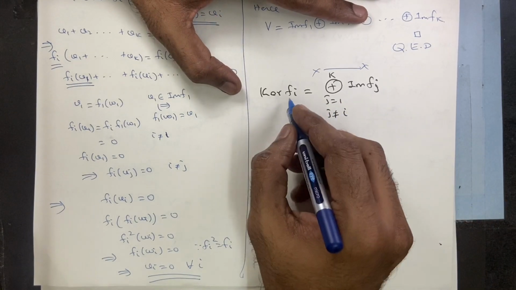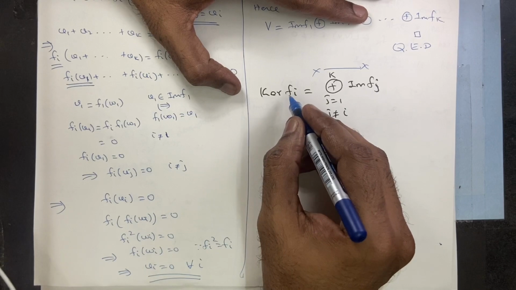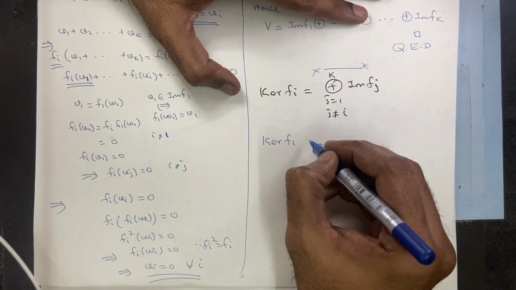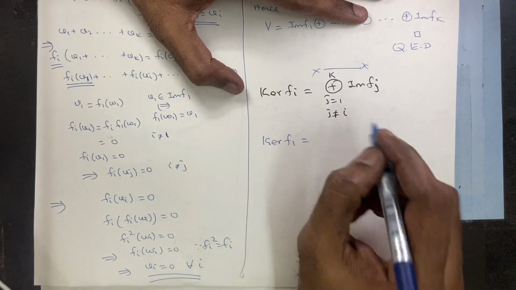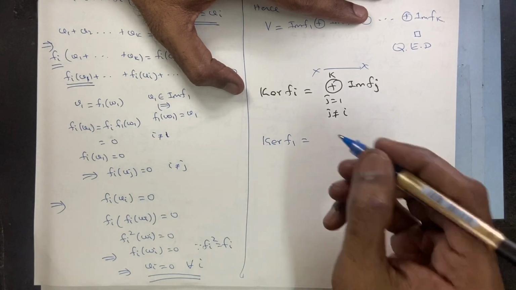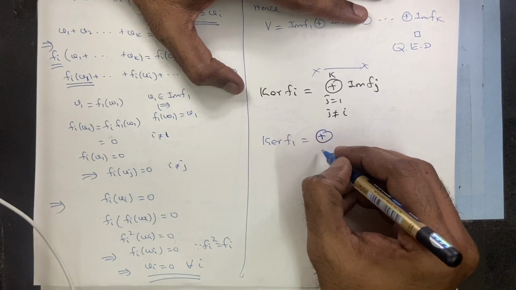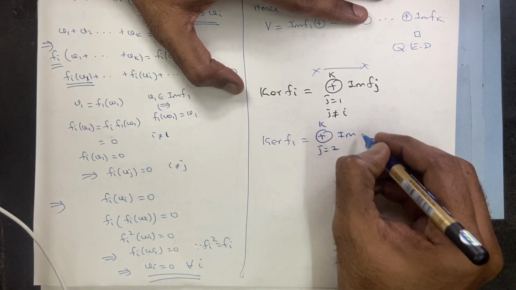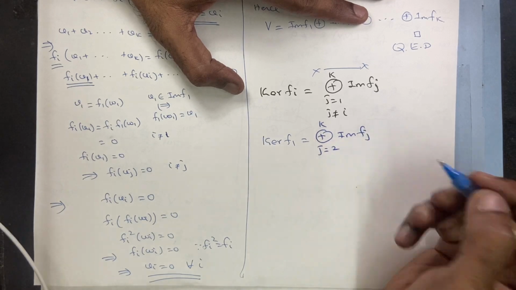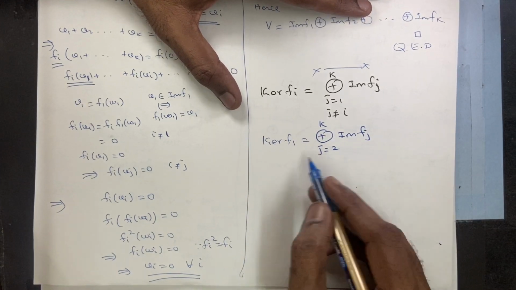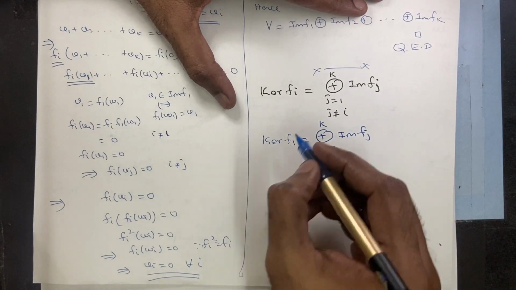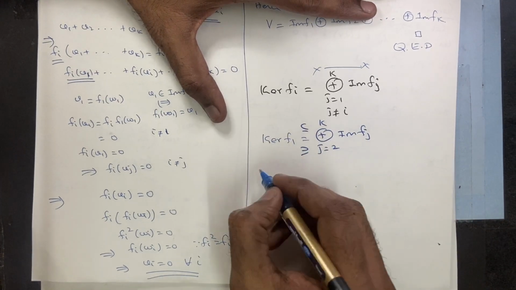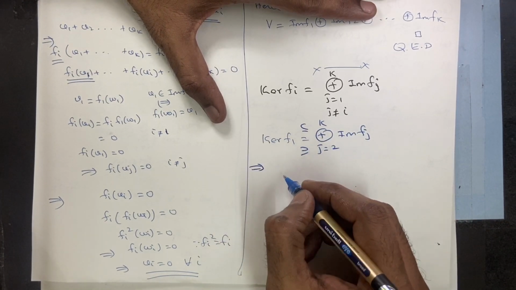For simplicity, let us prove it for the kernel of f1. So what is the kernel of f1? The kernel of f1 is the direct sum of the images of fj, j running from 2 to k. Okay, so we have to prove this. We prove it by a direct constructive proof, proving each inclusion. Let's prove the forward direction first.